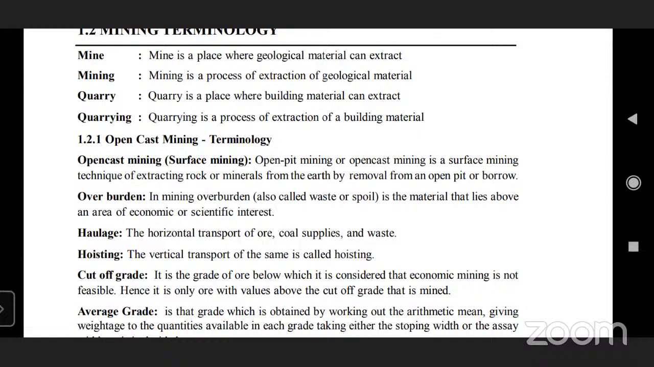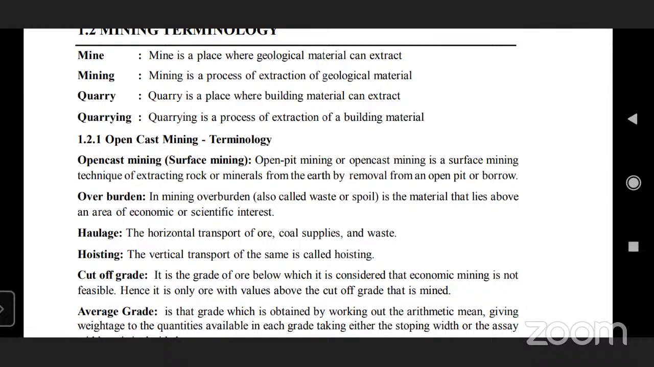So open cast mining, also called surface mining, or open pit mining, is a surface mining technique of extracting rock or material from the earth by removal from an open pit or borrow, isn't it?